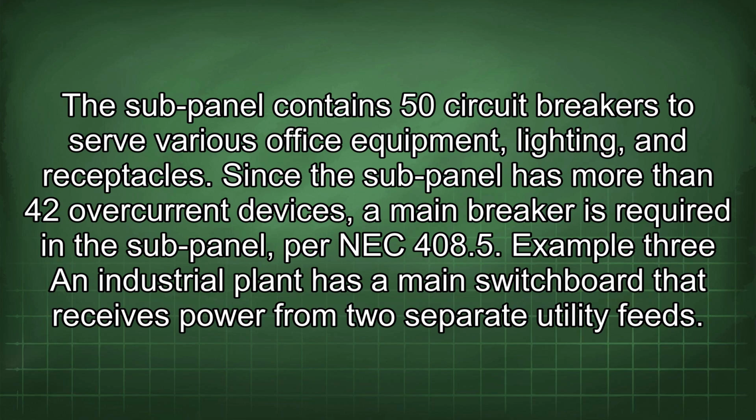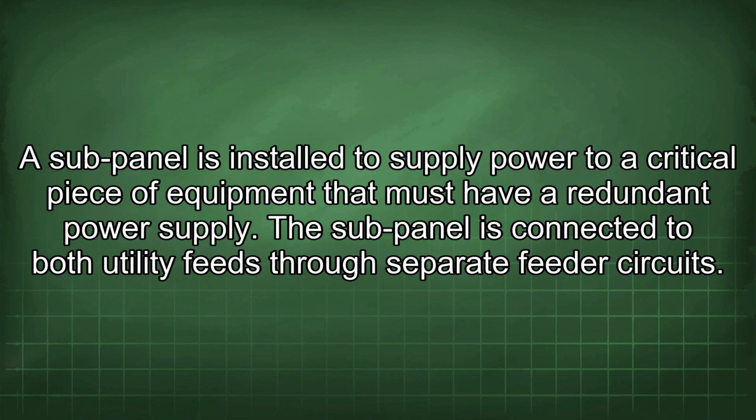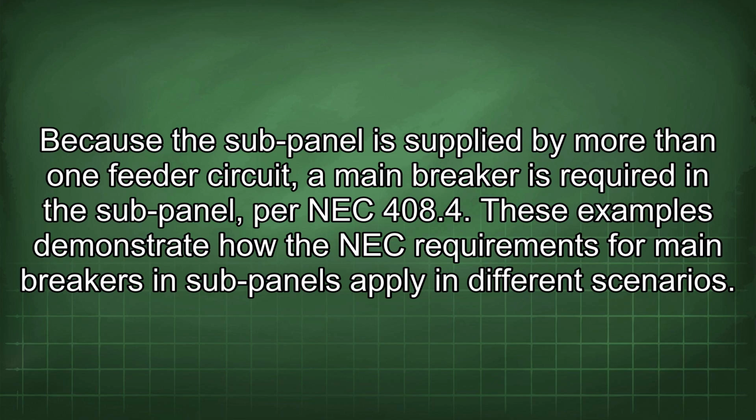Example 3. An industrial plant has a main switchboard that receives power from 2 separate utility feeds. A sub-panel is installed to supply power to a critical piece of equipment that must have a redundant power supply. The sub-panel is connected to both utility feeds through separate feeder circuits. Because the sub-panel is supplied by more than one feeder circuit, a main breaker is required in the sub-panel per NEC 408.4. These examples demonstrate how the NEC requirements for main breakers in sub-panels apply in different scenarios.